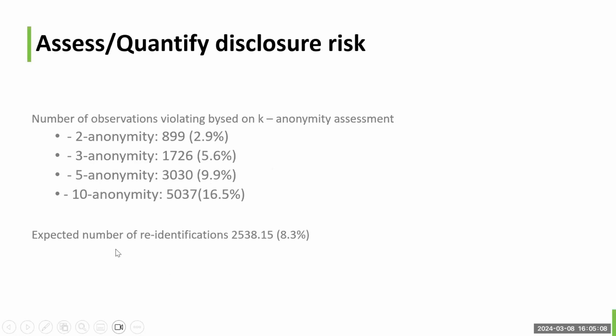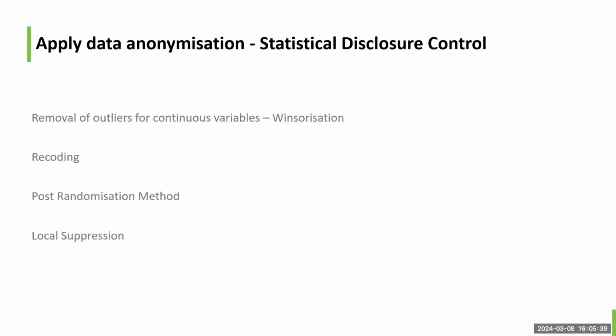disclosure risk. And then we also did this summary measure called the expected number of re-identifications. So this is a global measure of risk. You look at the data and say, given these categorical variables that are my indirect identifiers, what is the expected number of re-identifications? So we found that it was like 2,538. So these are some of the key results, but we did other assessments as well.